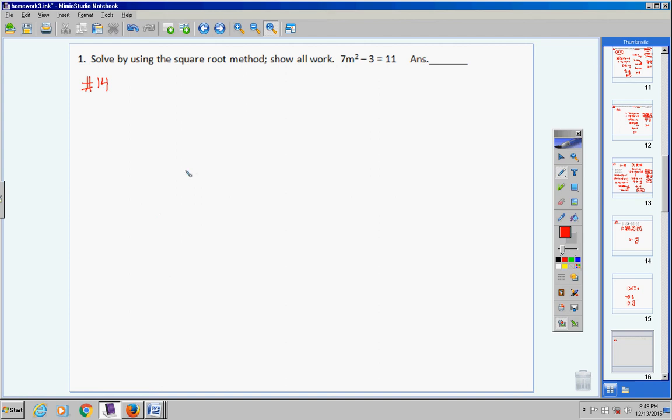So, we're going to solve this quadratic equation by using the square root method. Square root method, okay? So remember how to do that? First of all, you get the squared variable, m squared, all by itself, okay? Now remember, listen guys, the square root method only works when you don't have an m term or an x term. We have an m squared term but no m term, so we can use the square root method. So bring the negative 3 over and make it a positive 3.